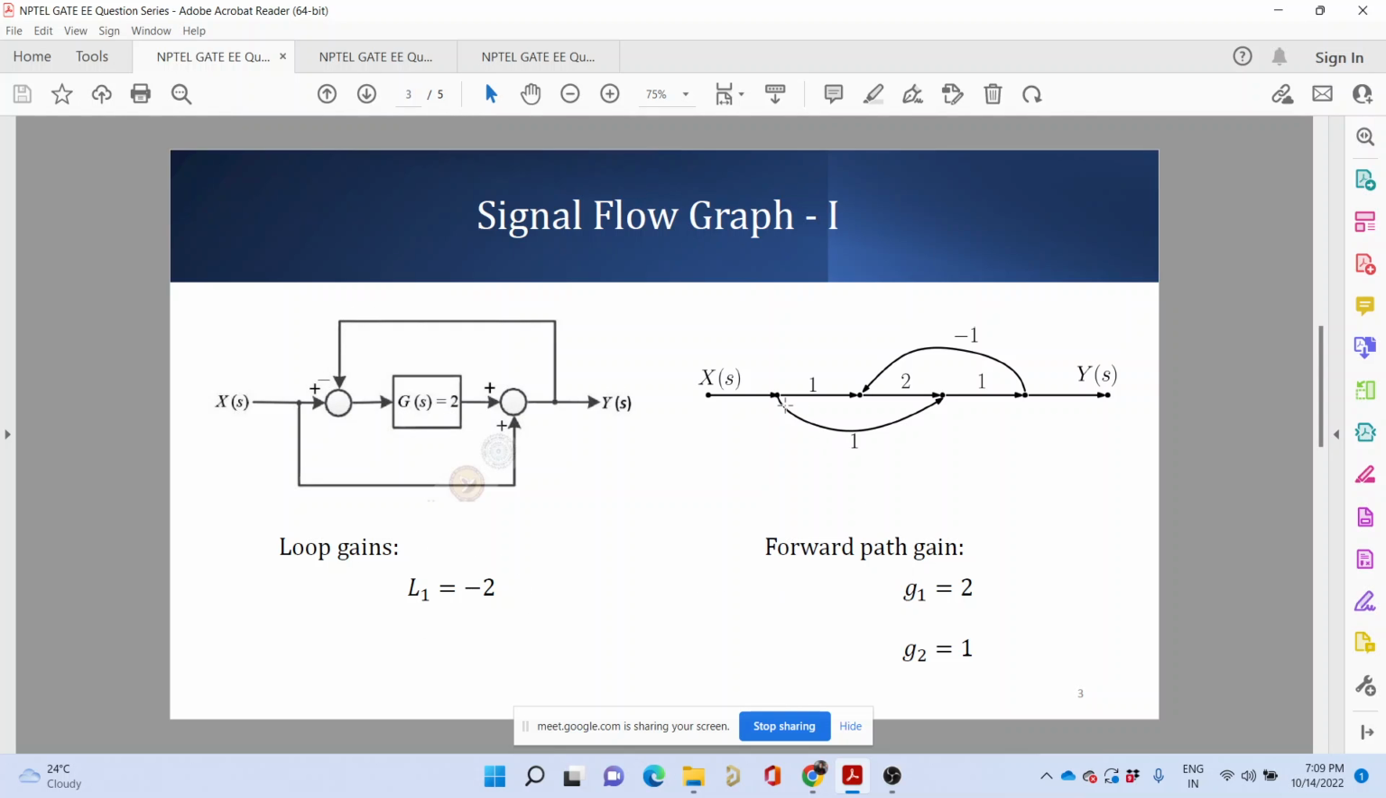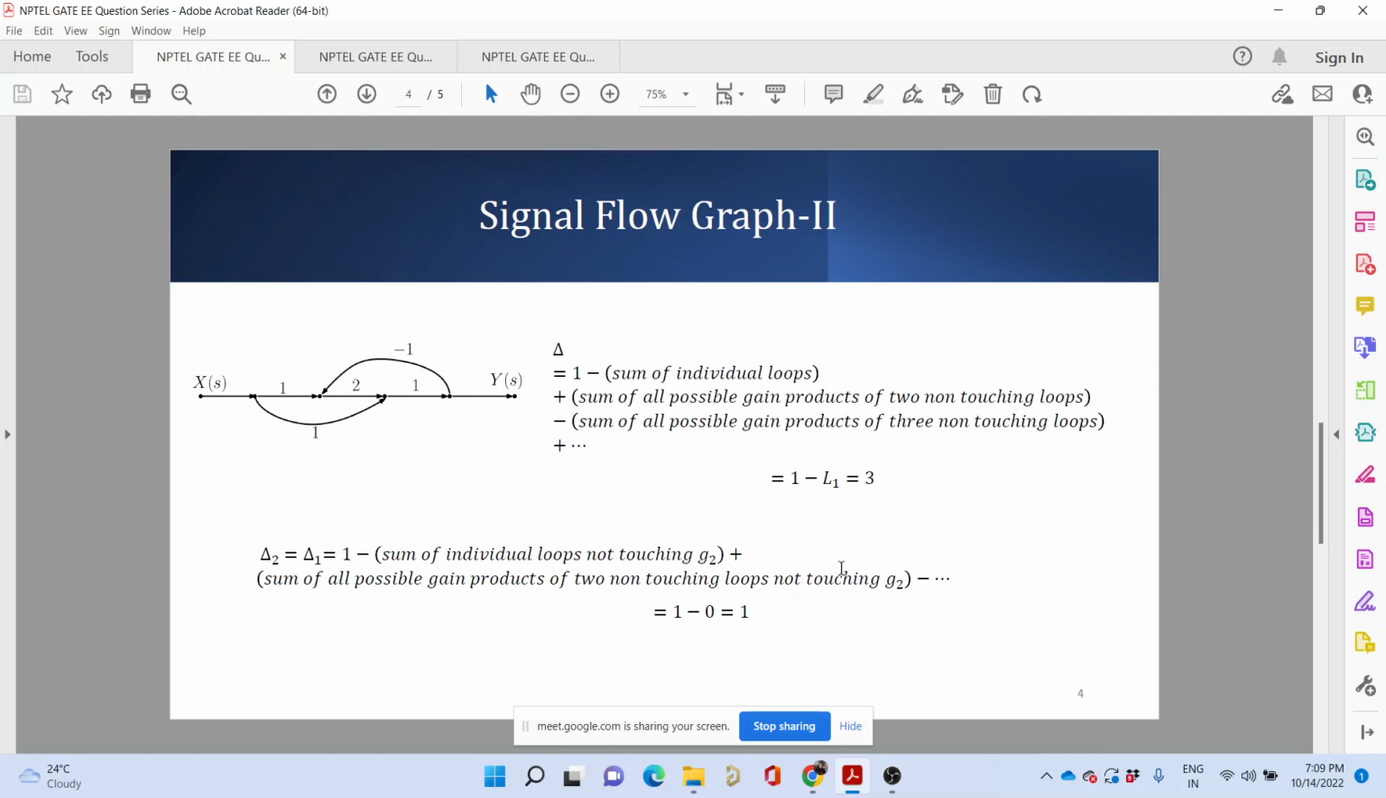What is the forward gain? 1 into 2 into 1, that is 2, and then there is another forward path, that is 1 into 1, so G2 equals 1. Again this term delta, which I have explained almost a million times now, is given by 1 minus the sum of individual loops plus the sum of all possible gain products of two non-touching loops. There is no non-touching loop over here, so forget about all other terms, only the first two terms will be there. So 1 minus L1 becomes 3 because L1 was -2.